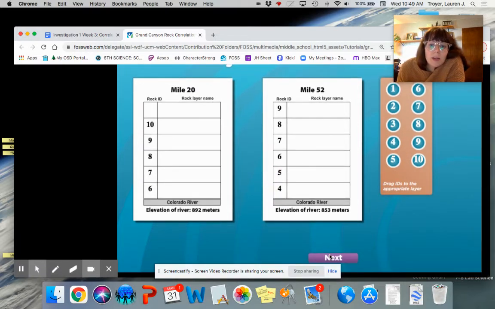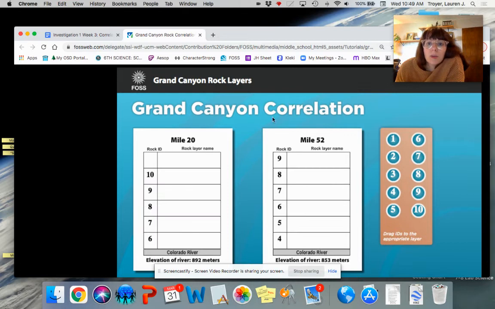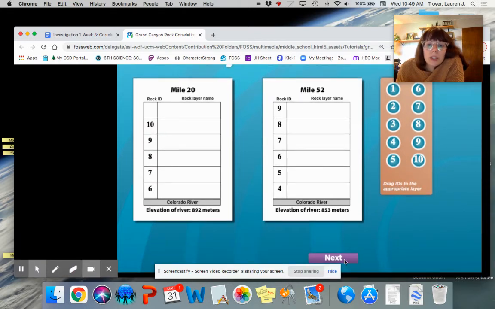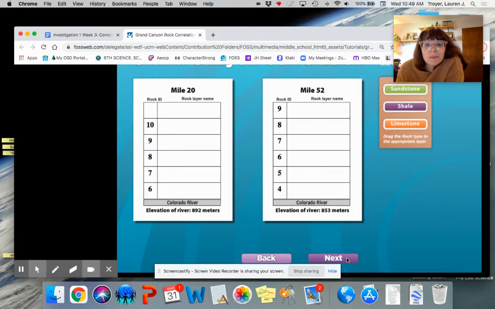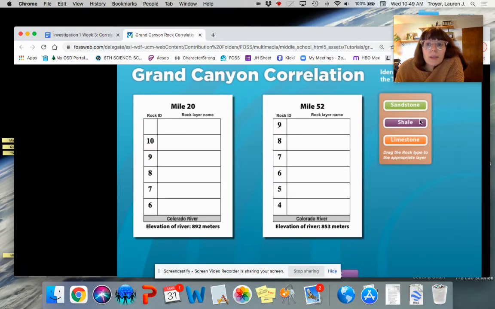Okay, then you have the layers in the two locations, and this is where we're doing the correlation, which is figuring out how these two places are related. That's what a correlation is. So we're comparing these two places along the Colorado River and the Grand Canyon. Really, it's to learn about the layers and how they formed. So then you need the types of rocks.